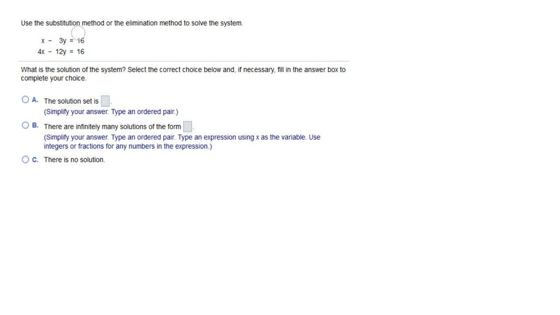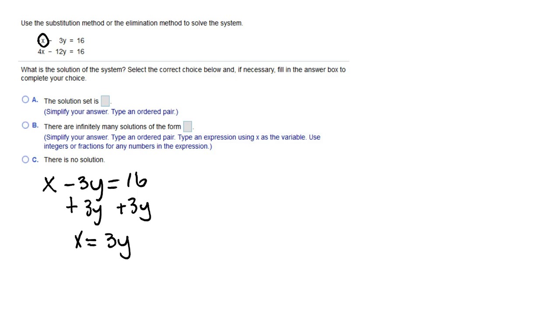Okay, use the substitution method or the elimination method to solve the system. We have x minus 3y equals 16, 4x minus 12y equals 16. So let's see. For the substitution method, I think I would solve for this x, so let's try it with the substitution method. We solve for one of the variables. I chose to solve for x because that doesn't have a coefficient. It allows me to avoid fractions.